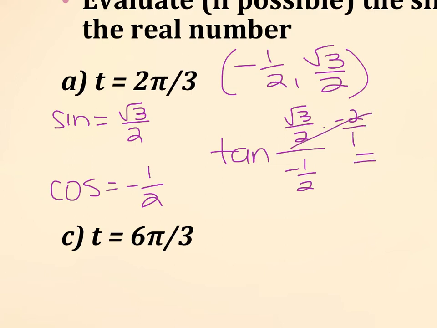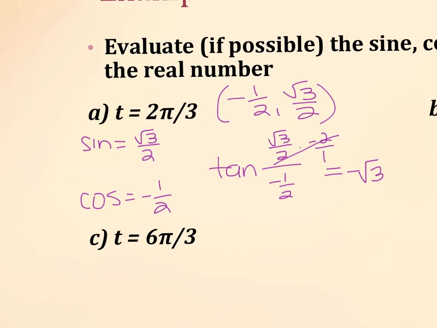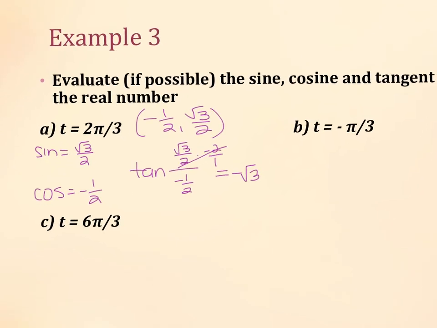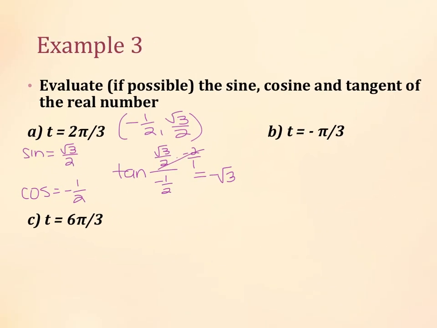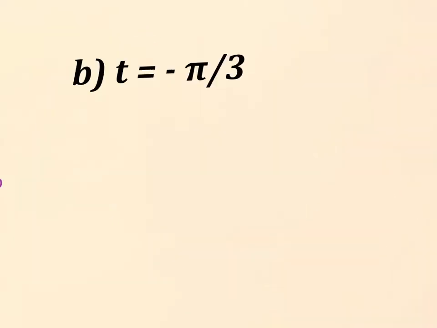Flip, and I get negative root 3. So identify what's the point at that angle, and then from there, find your sine, your cosine, and your tangent.